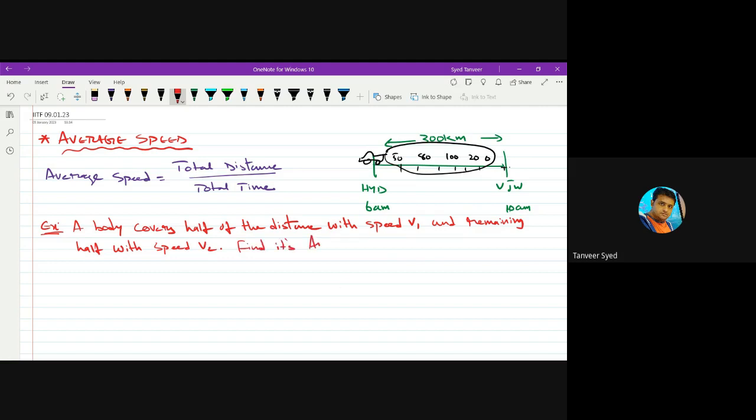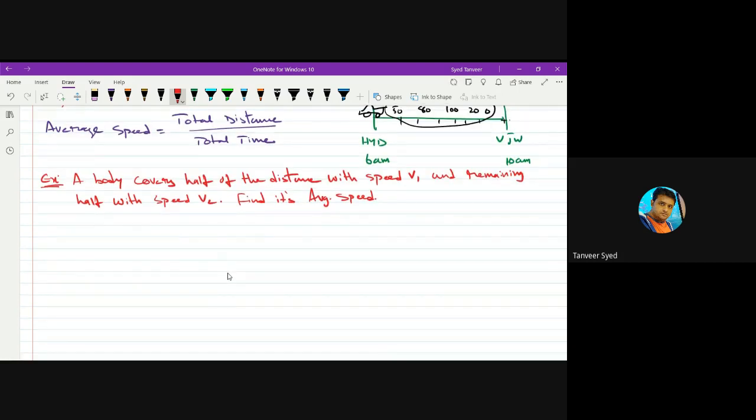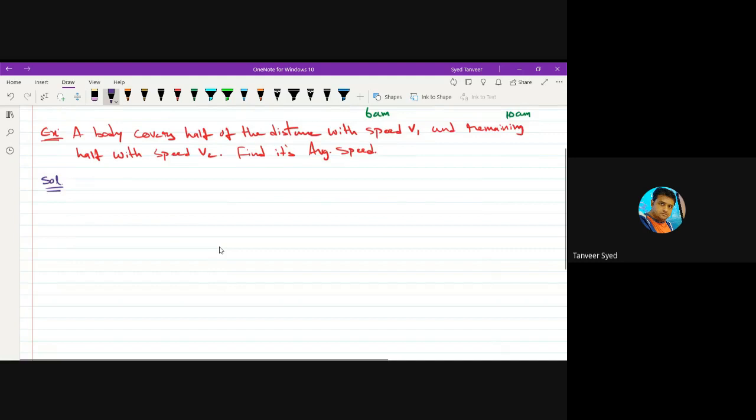Find its average speed. This is the situation. Okay. How to find its average speed? See, read the question carefully and understand the situation.